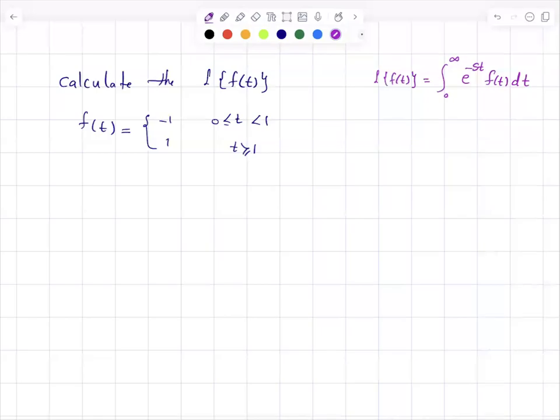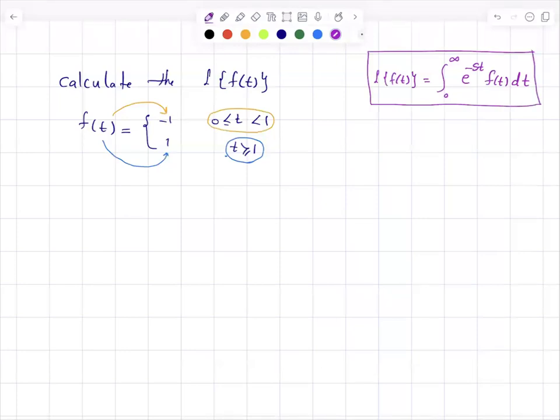Our goal is to calculate the Laplace of a function. In this case, our function is a piecewise defined function. Between 0 and 1, the y value of the function is -1. And as you can see, from 1 to positive infinity, the y value of the function is equal to 1. And this is the definition of the Laplace transformation of a function like f of t, which is an improper integral.